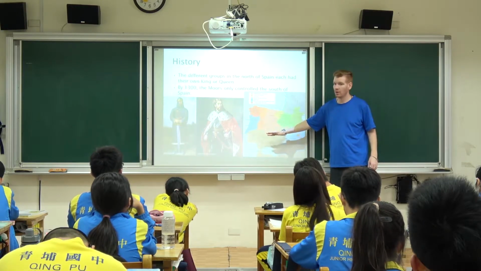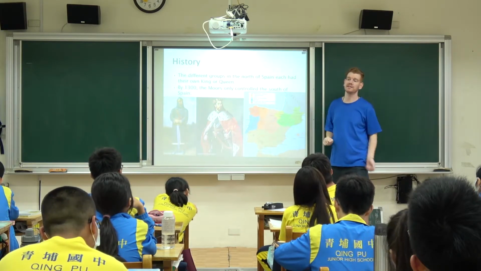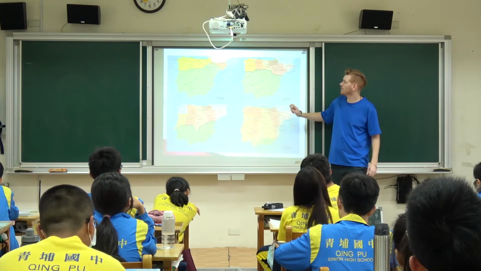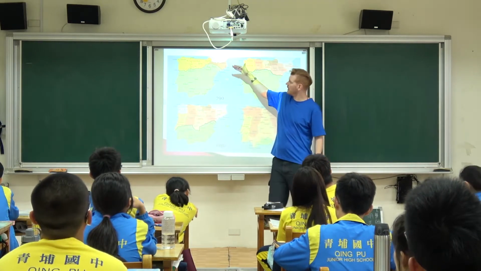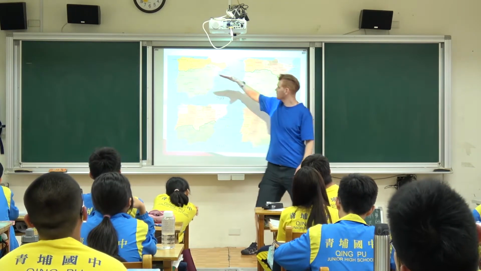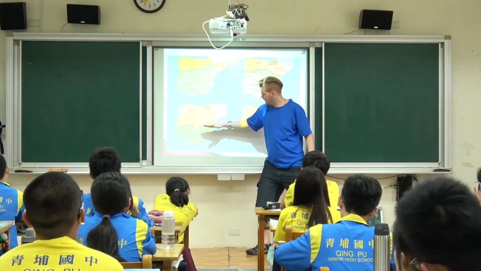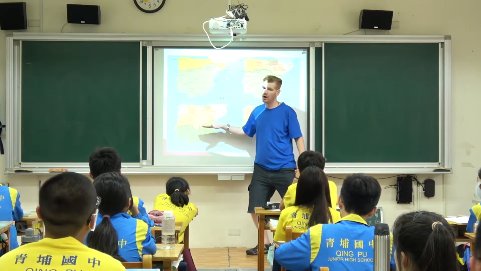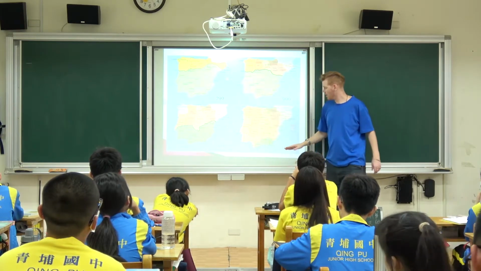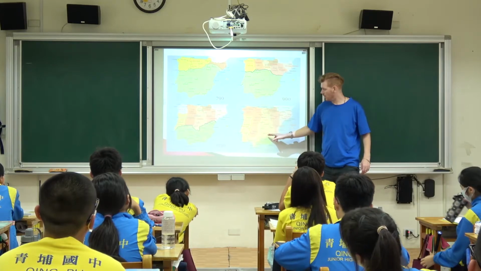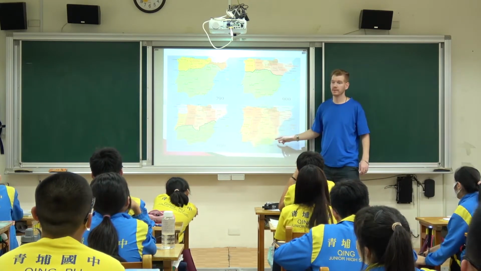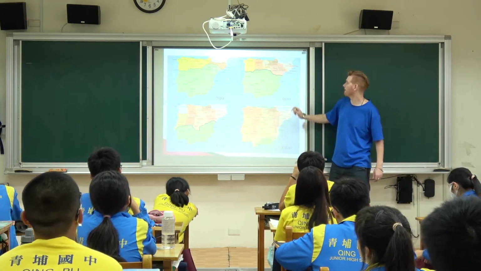And by 1300, the Moors were pushed to the south of Spain. So slowly, the Moors lost control. So in 1150, they controlled half of Spain. In 1300, only the south.